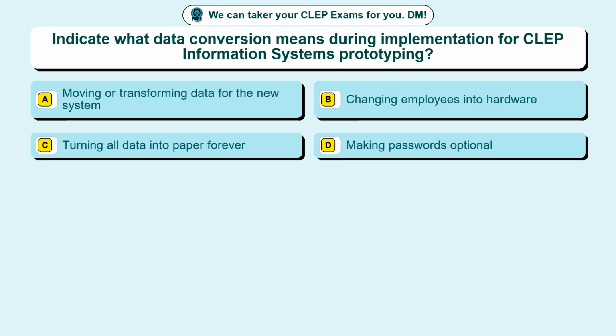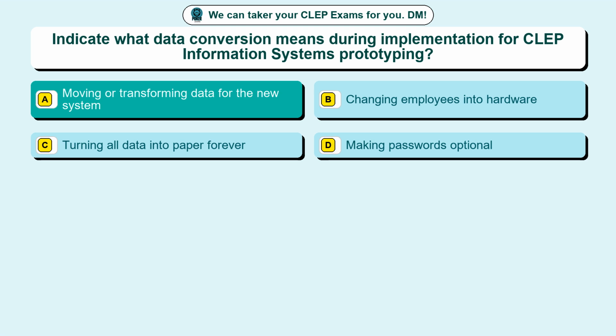Question 75. Indicate what data conversion means during implementation for CLEP Information Systems prototyping. Option A, moving or transforming data for the new system. Option B, changing employees into hardware. Option C, turning all data into paper forever. Option D, making passwords optional. The correct answer is option A, moving or transforming data for the new system.